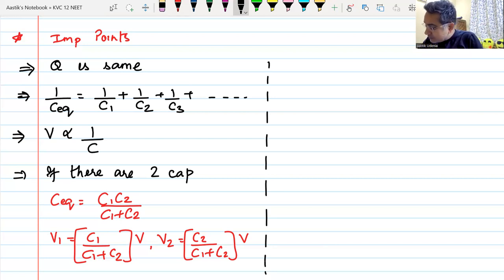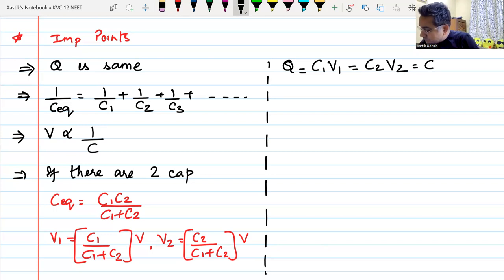And the next formula is your total charge Q that is coming on each of the capacitors can be written as C1 into V1. And that will be equal to C2 into V2 if you are talking about two capacitors. And that will be equal to C equivalent multiplied by V. All these formulas, if you can keep them together, you will be doing a great job.